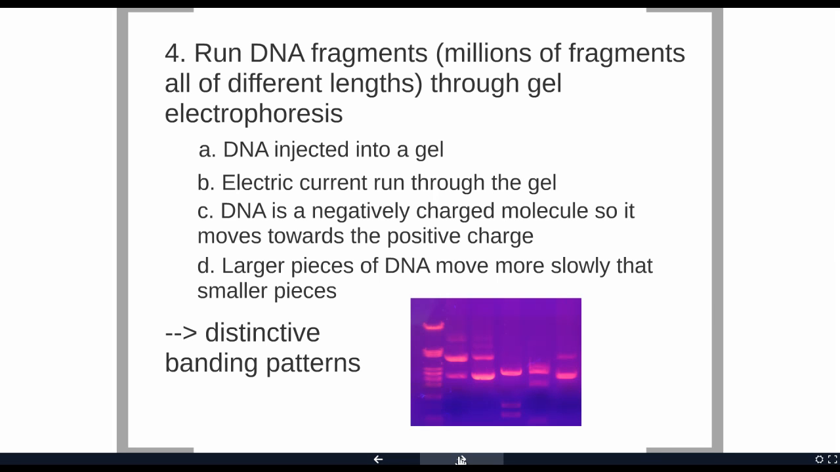Here's an example of the results of gel electrophoresis. So we've injected DNA down at the bottom here. We've run electricity through, and all these different bands represent different fragments of DNA. The ones that are up here are going to be the shortest, and the ones down here are going to be the largest.